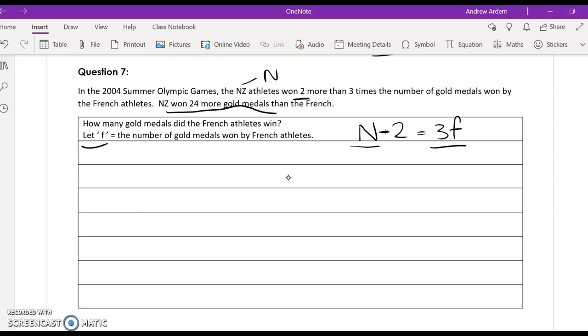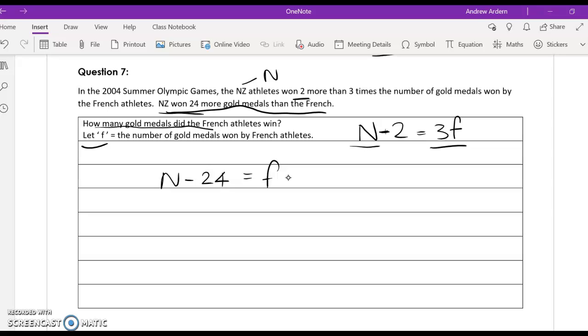The other clue to the problem is here. You can write New Zealand won 24 more, so if you take 24 away from the number of golds that New Zealand won, that will equal the number of golds the French won. So I've got 2 clues written in separate equations. To solve these 2 together, let's read the question actually.